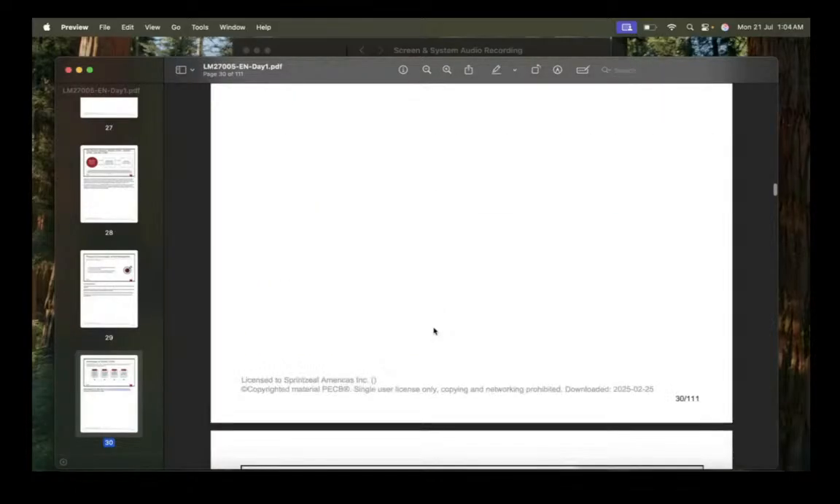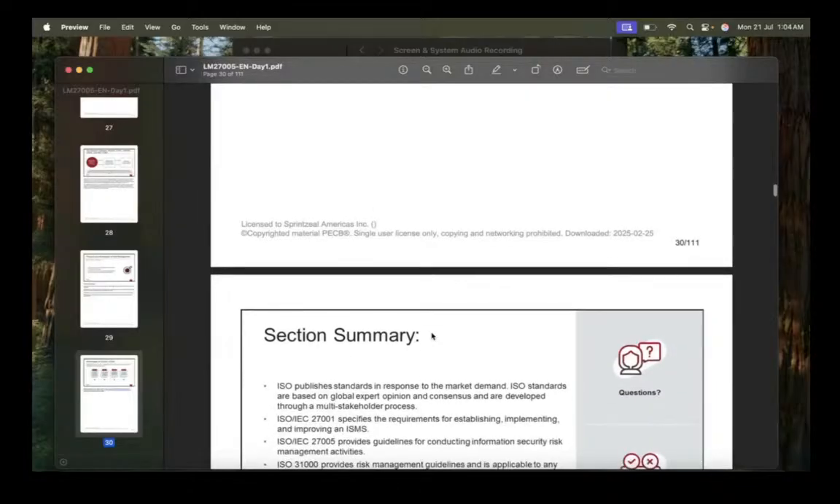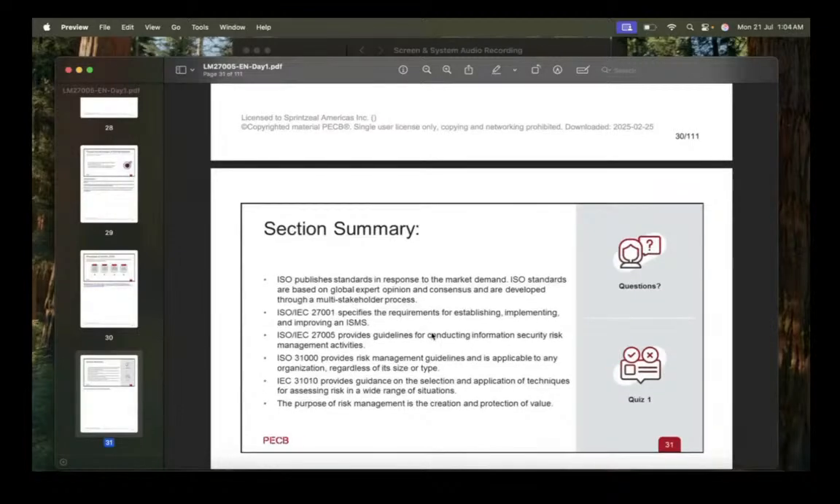If we move ahead, we have discussed the advantages, and then we'll just wrap up our section summary here. What we have discussed till now is the ISO, how it is published, what the standards are, how it responds to market demand, when we publish ISO, what all stakeholders are involved, and the techniques, it is based on consensus. We have discussed that. I hope you have taken a note of those important points.